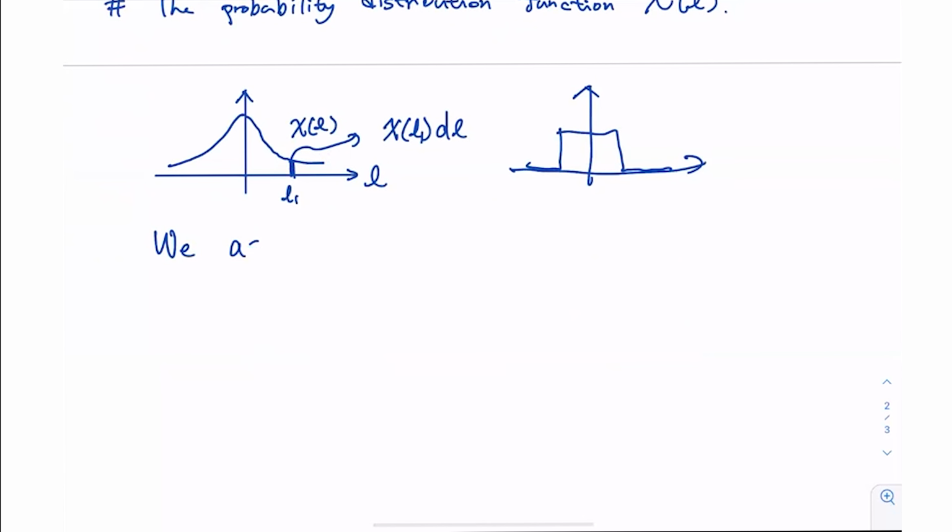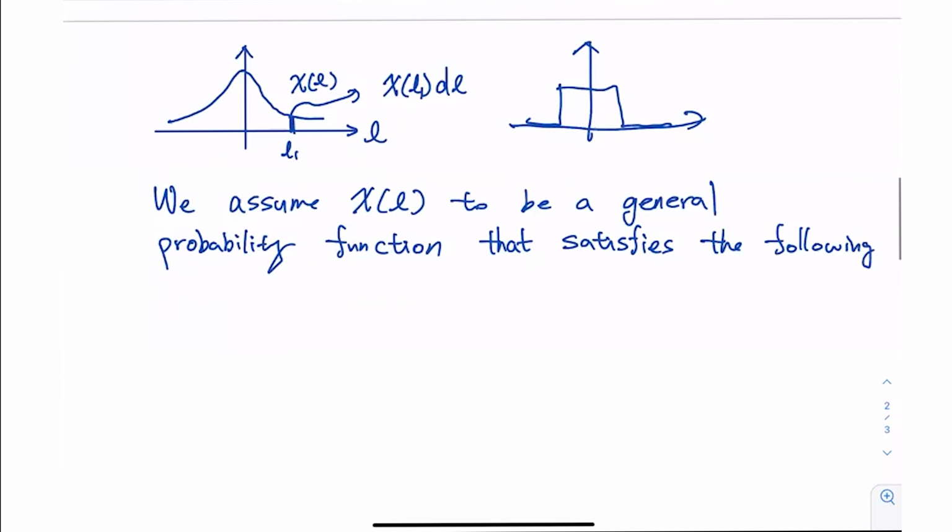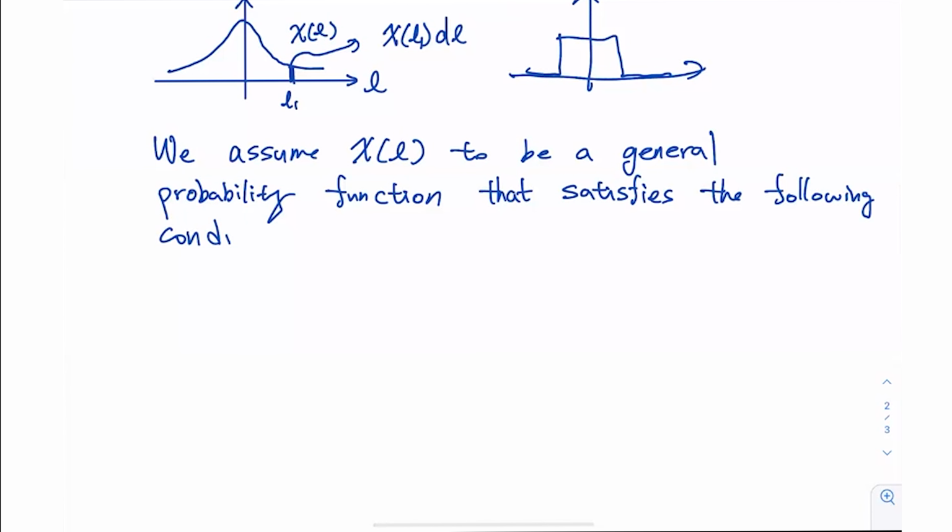So we assume, I should change my notation. If we have this probability distribution function chi, we require the integral of chi over all the possible values to be 1. That is just the normalization condition for a probability distribution function.